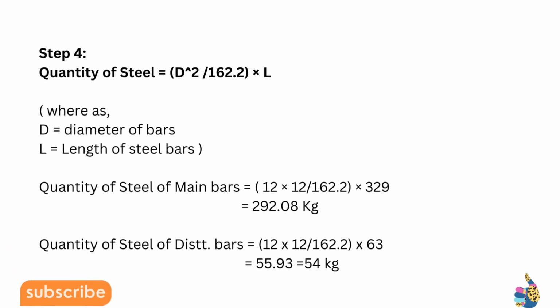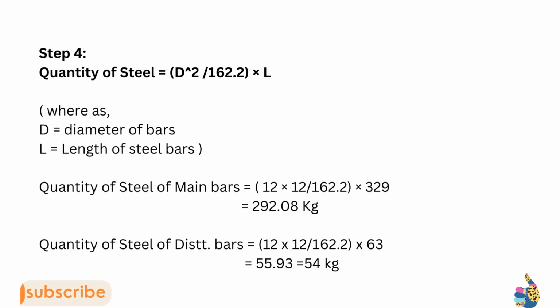Now calculating the quantity of steel, how much steel will be required, because this is the main point which we require. To calculate the quantity of steel, we have the formula D square divided by 162.2 multiplied by L, where L is length and D is the diameter of bars.